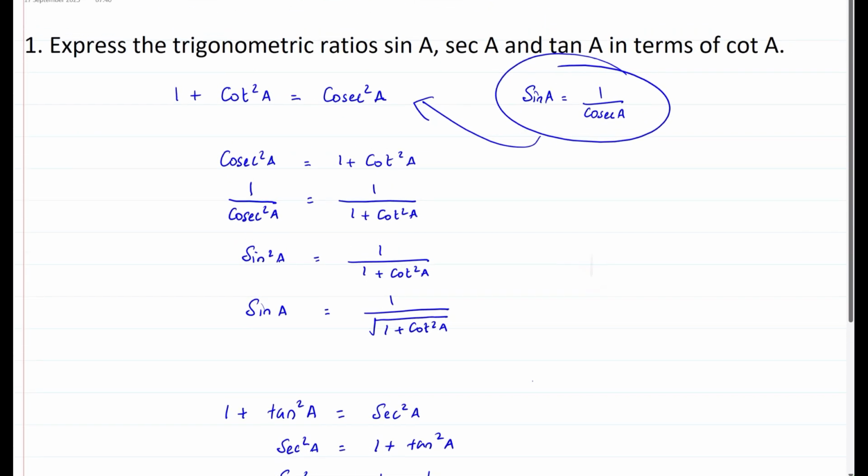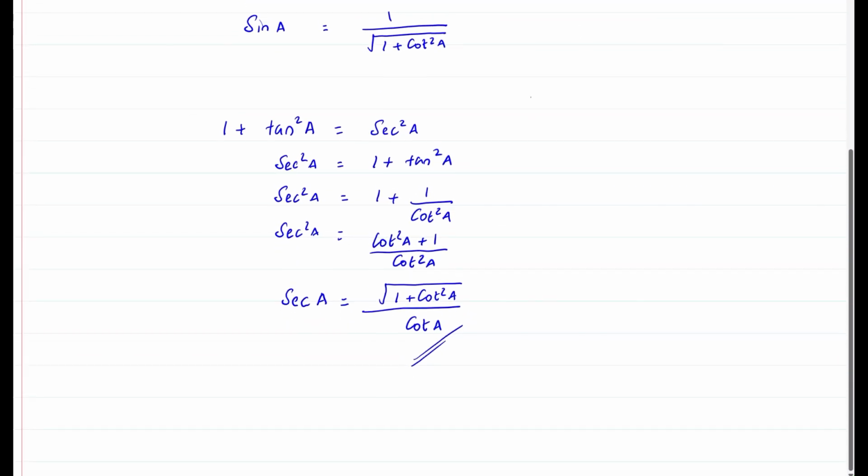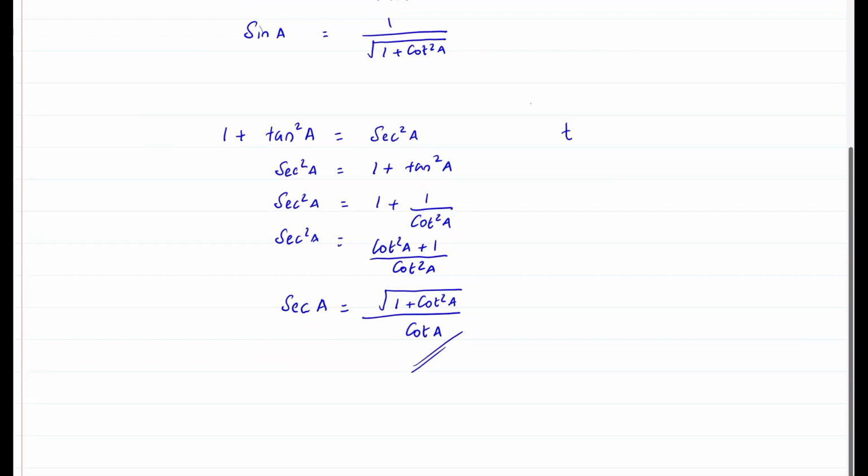And the third part of the question is we have to express tan in terms of cot. So the third part, tan A is equal to 1 by cot A. So this is the answer for the third part. So with this, we have completed question number 1.